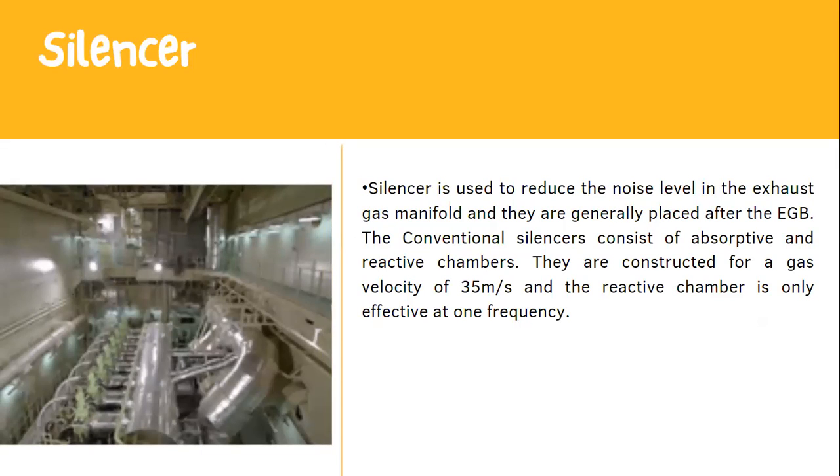Then next is the silencer. It is used to reduce the noise level in the exhaust gas manifold and is generally placed after the EGB. So it is understandable, guys, because by its name, silencer, it minimizes the noise of our exhaust system. Then the conventional silencer consists of obstructive and reactive chambers. They are constructed for a gas velocity of 35 meters per second, and the reactive chamber is only effective at one frequency.